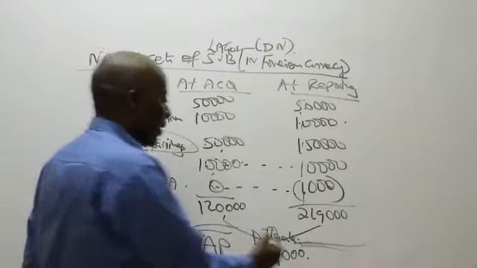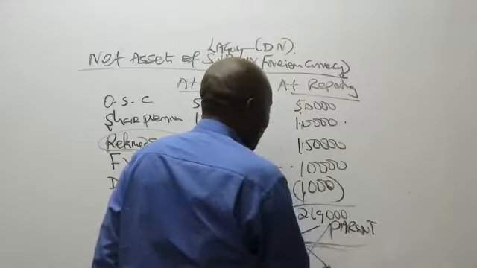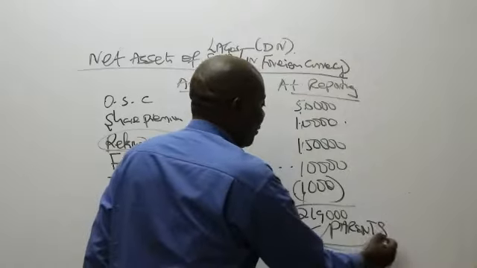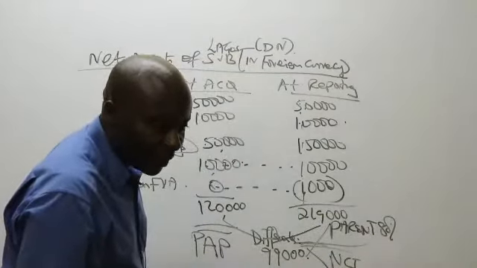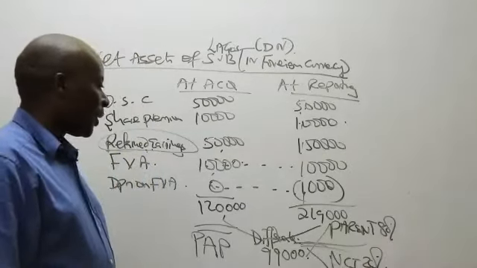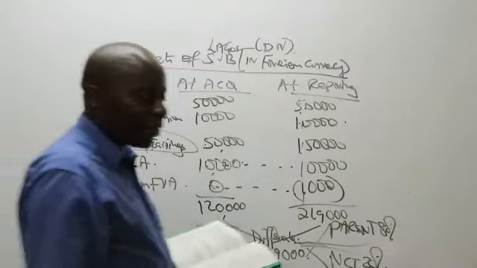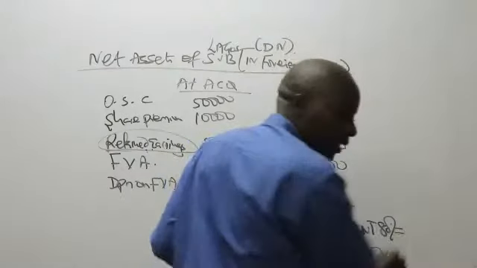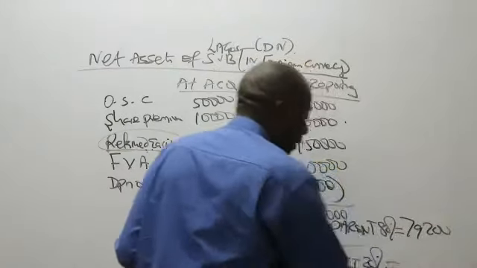So come and split this. Tell us the parent will take how much and the NCI will take how much. Very important. Remember the parent was 80%, isn't it? And therefore NCI is 20%. Very important for me to know that. So we are in 79,200 for the parent, and then NCI 19,800.